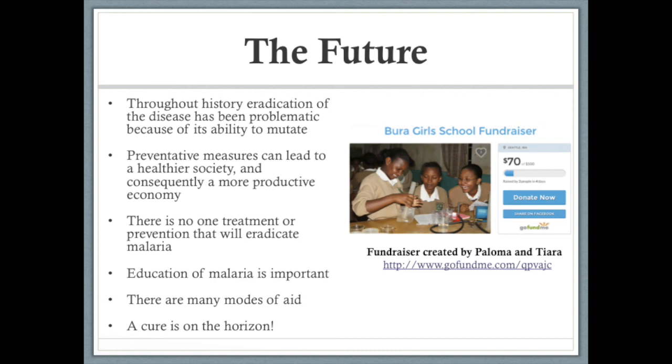This project has inspired us to help. We decided to start a fundraiser for science and laboratory supplies for the Bura Girls High School.